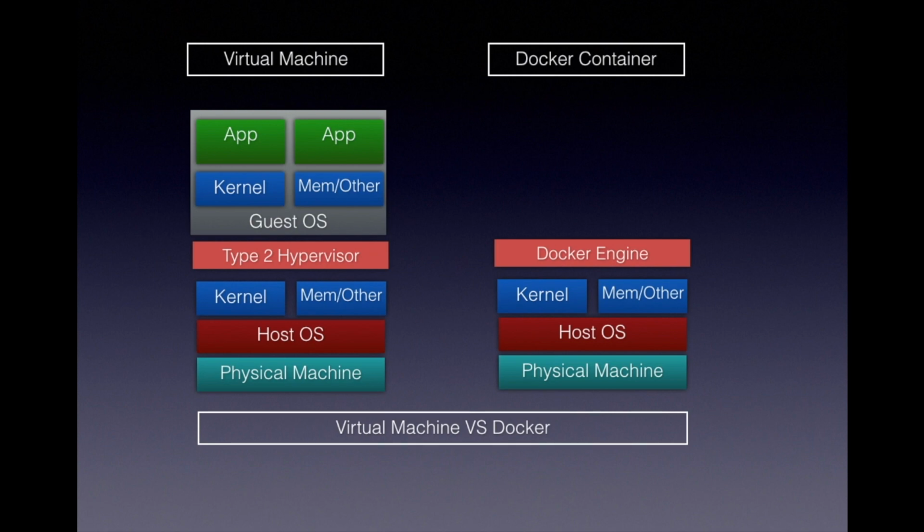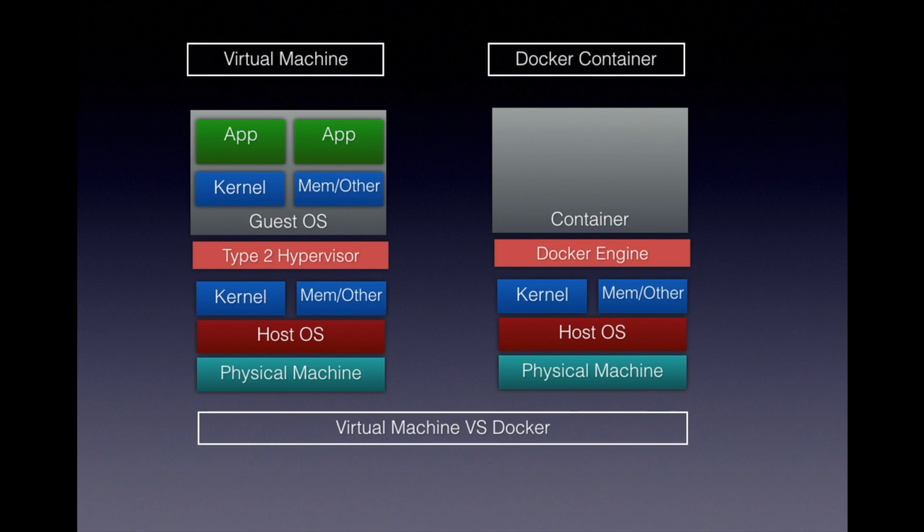Up to this point both are pretty much similar, and now see what's sitting on the Docker engine. Over here you can see that we have a container, and under the container we have dependencies, and on top of that apps are sitting. So what are dependencies? Dependencies are not the kernel or memory management and other software. These are just pure dependencies required by the app, and the rest of the things are managed by the host operating system, rather than a guest operating system or the container itself.